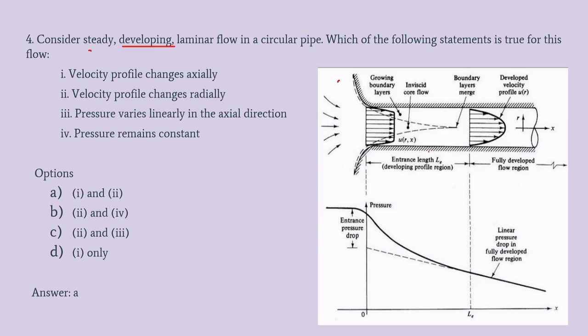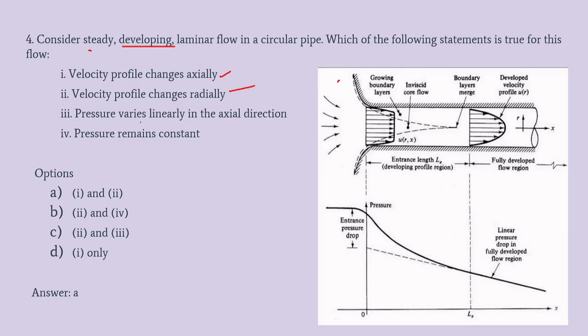That means the spatial distribution of velocity hasn't been reached, so the velocity profile can change axially. And also, spatial means both in x and r directions. So the velocity profile can change axially as well as radially. So 1 and 2 should be the answer.